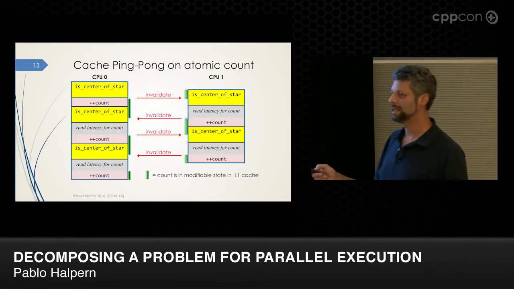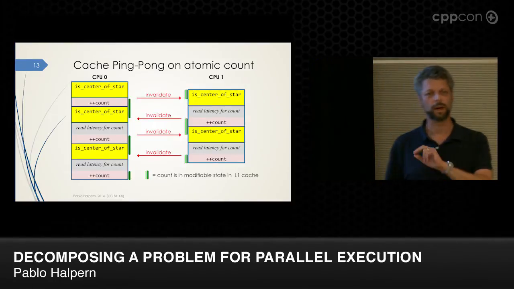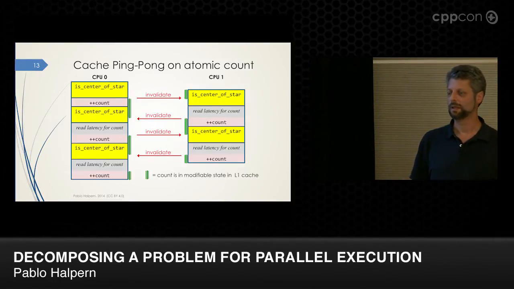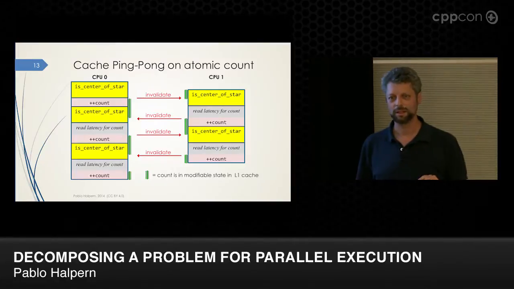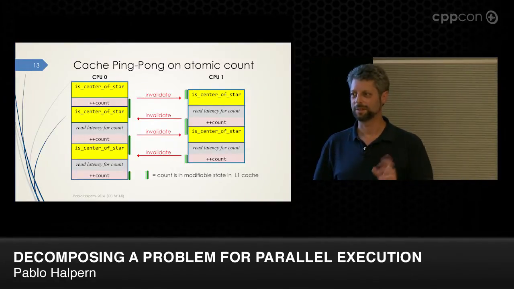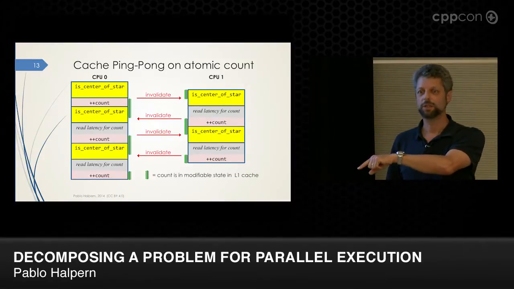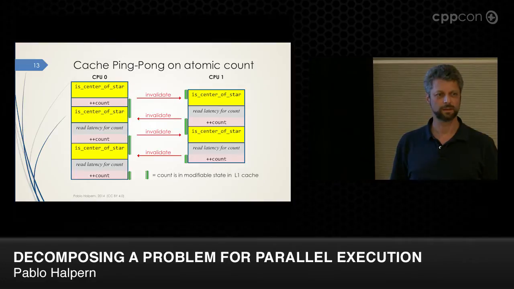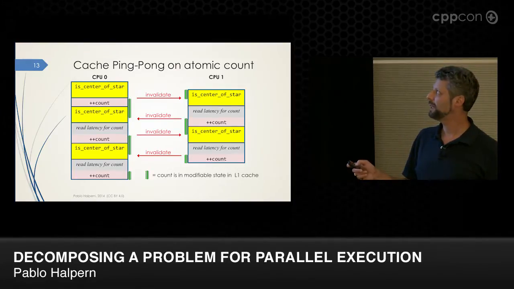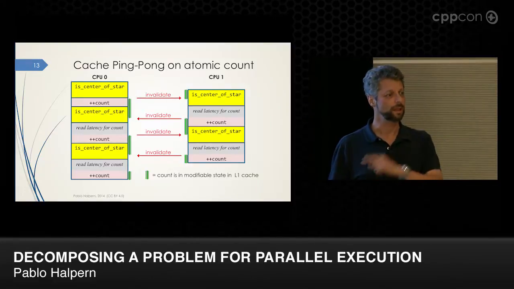So what happens is every time one of them modifies it, it has to send a message via a couple of wires on the integrated circuit if you're lucky, or it goes to the actual circuit board if you're on separate sockets, to communicate, hey, if you have this in your cache, you have to invalidate it. So every time one of these guys increments count, it invalidates a cache line in the other guy.